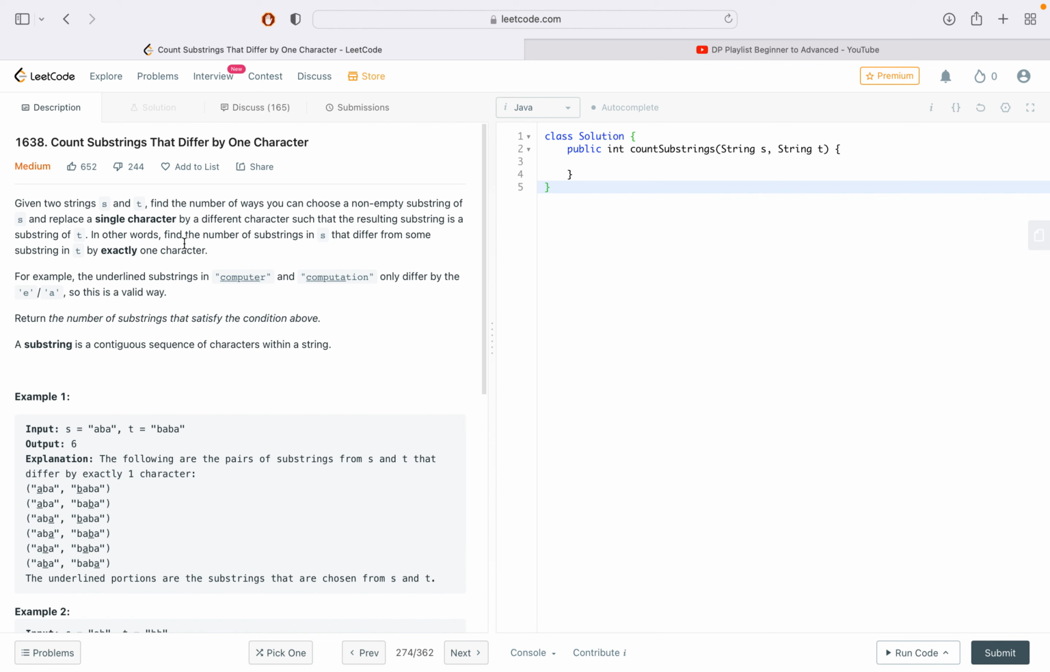We have to keep in mind that we are required to count those strings which differ by exactly one character. Let's have a look at this example. Here we have the strings compute and computA. These differ by only one character, E and A. So this is one of the examples. Now let's have a look at another example.